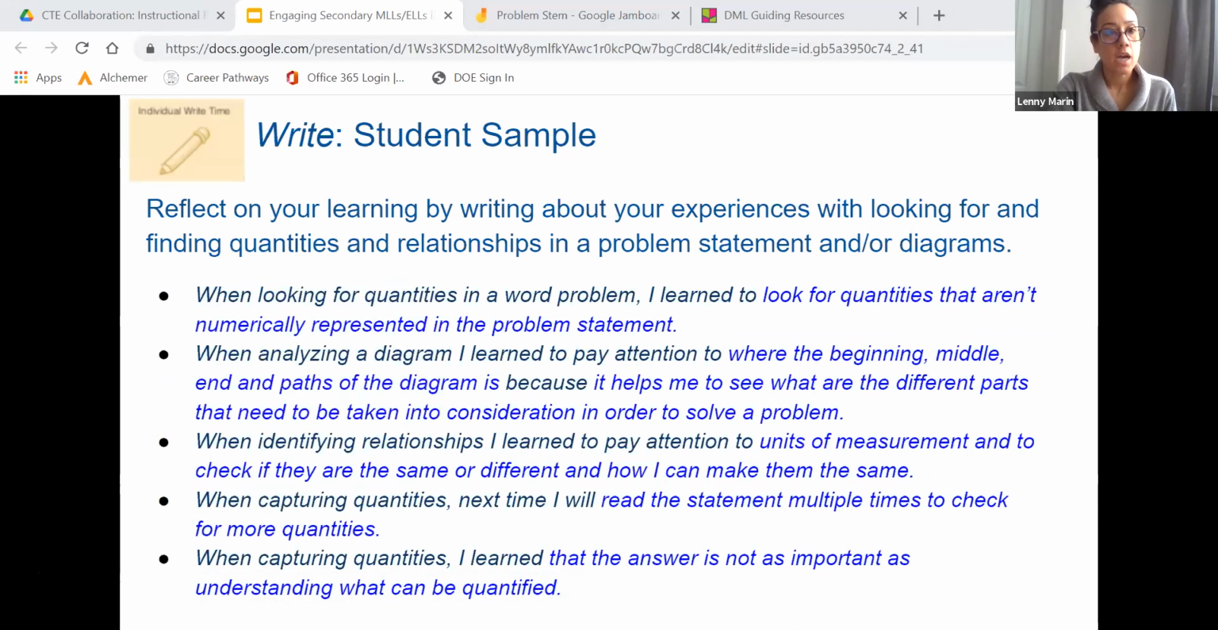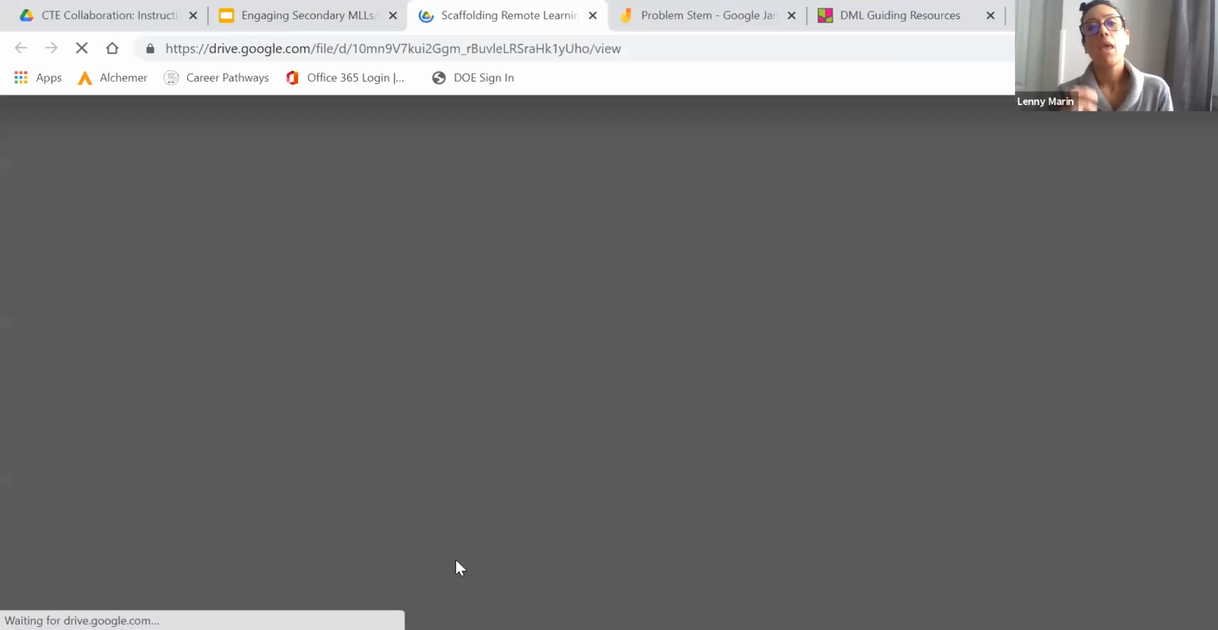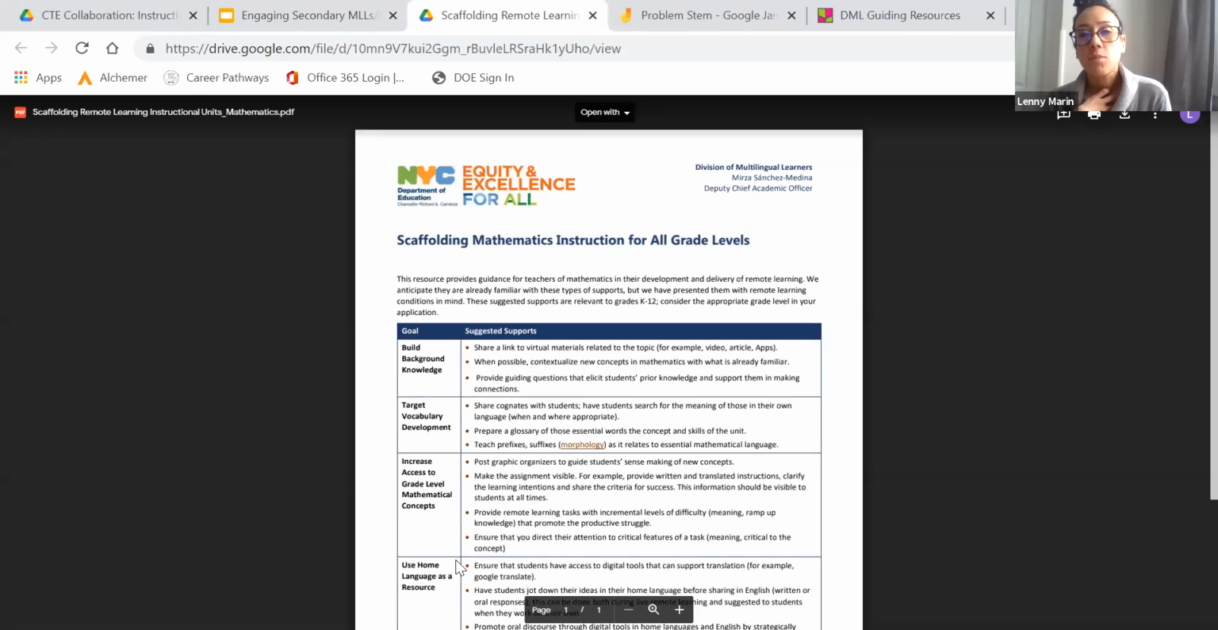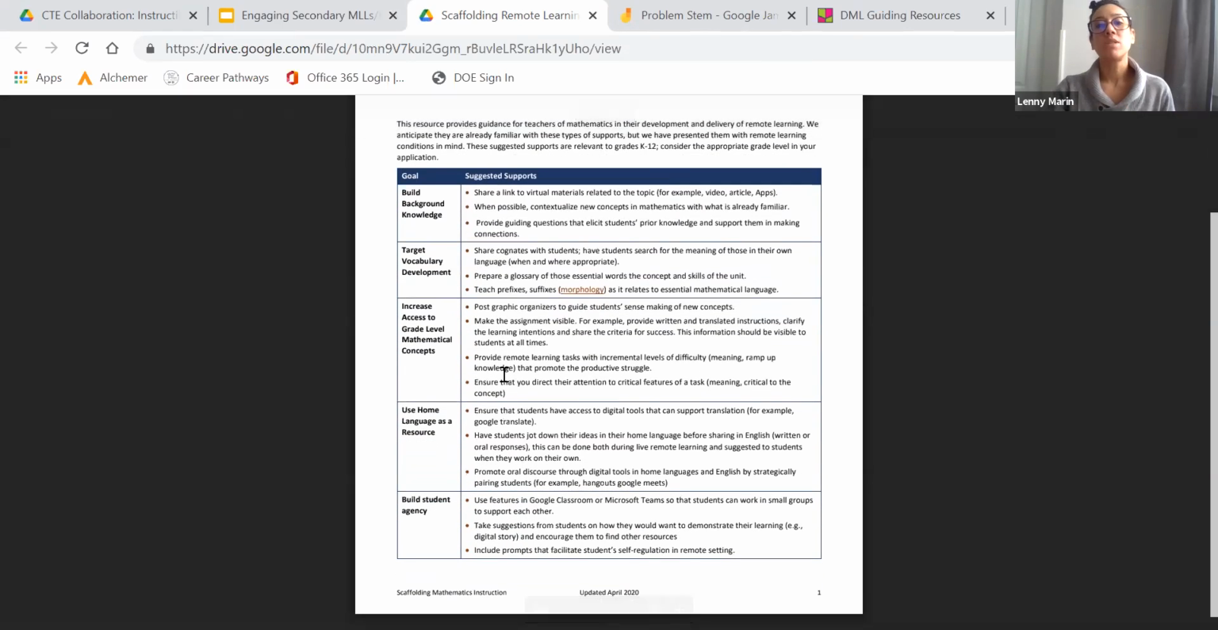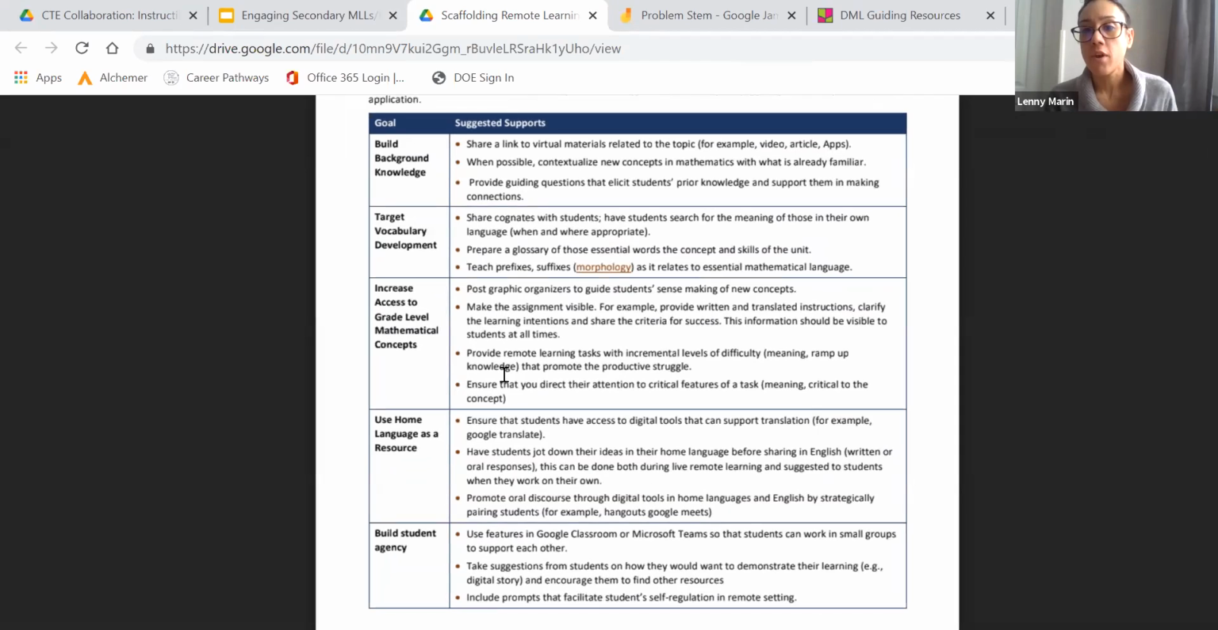So the supporting documents were inside of the Padlet. It's this one right here. We have this document called Scaffolding Math Instruction for All Grades. If you see the first one, it was building background knowledge, and bullet 2 says, whenever possible, contextualize new concepts in math for what is already familiar. So that's kind of where I borrowed that idea.